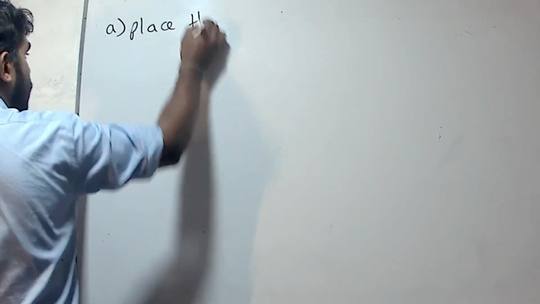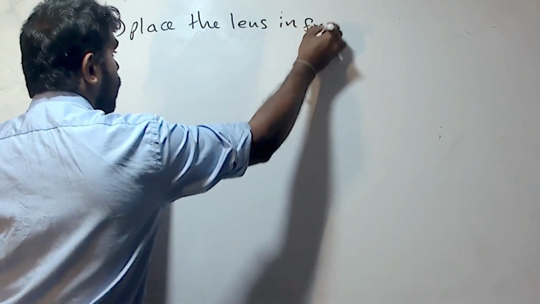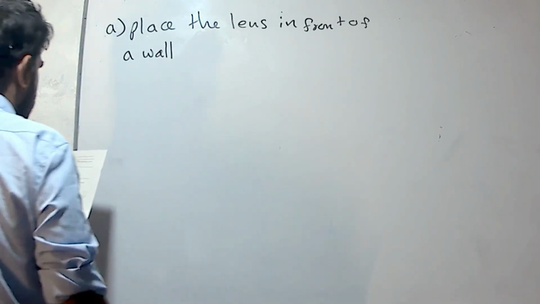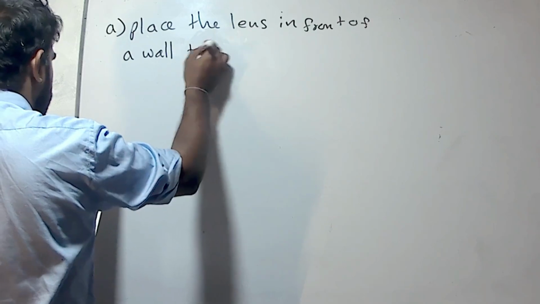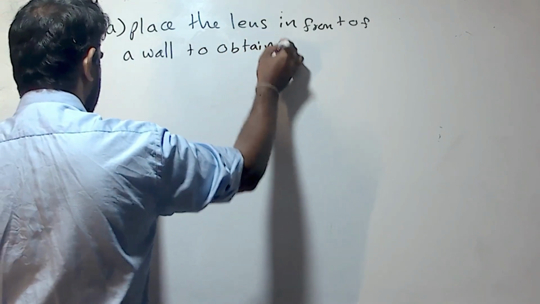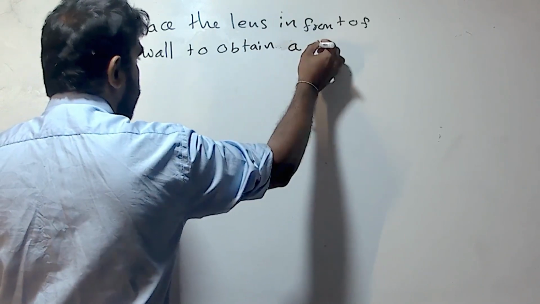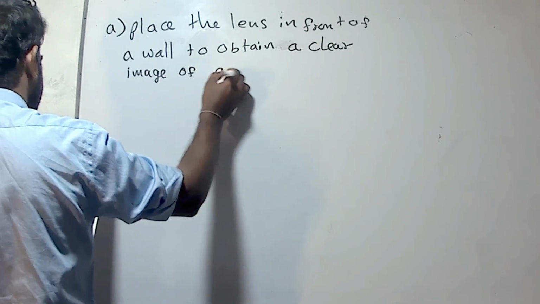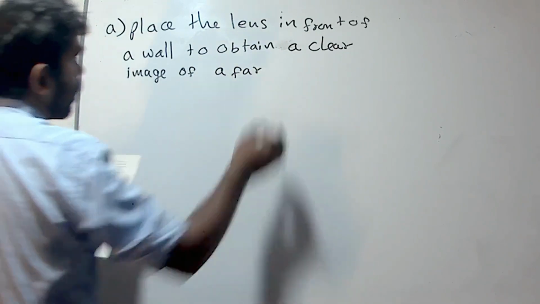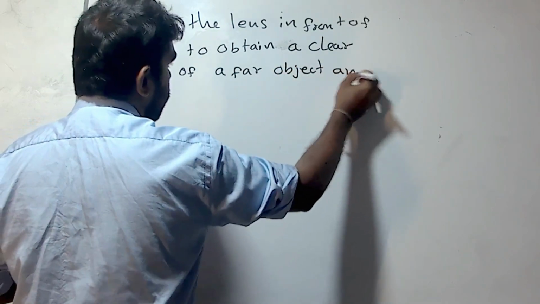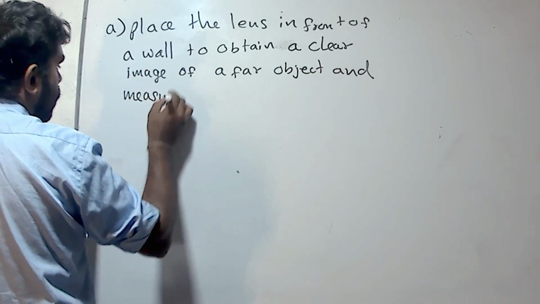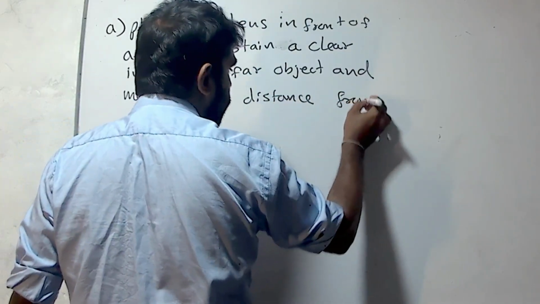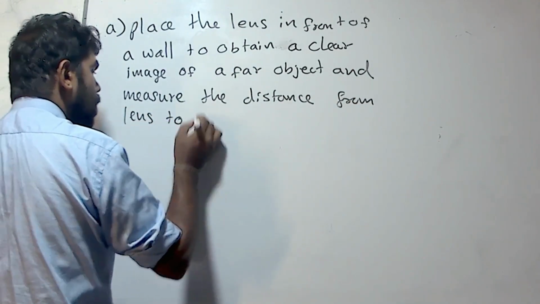Place the lens in front of a wall or screen to obtain a clear image of a far object and measure the distance from the lens to the wall.